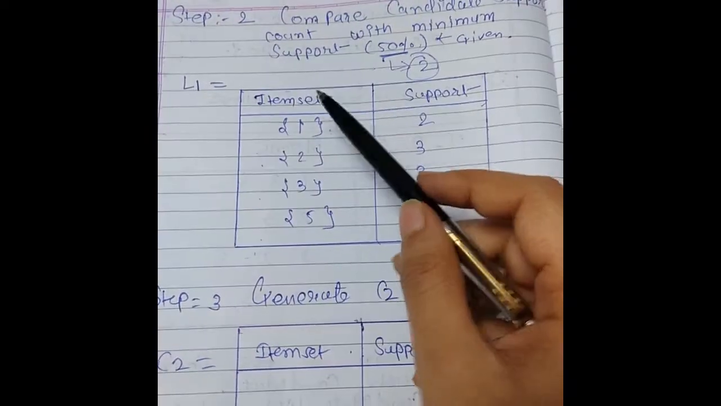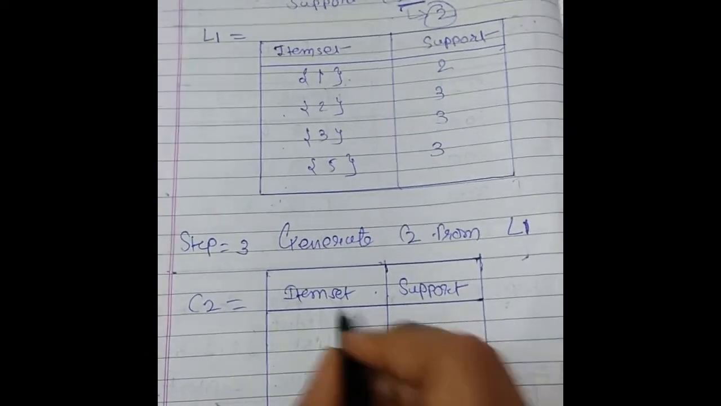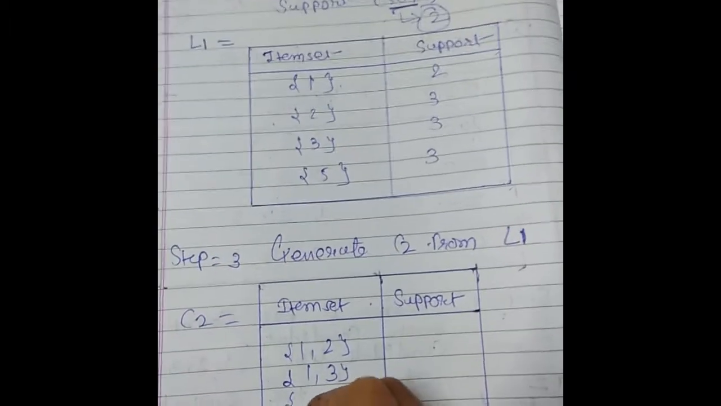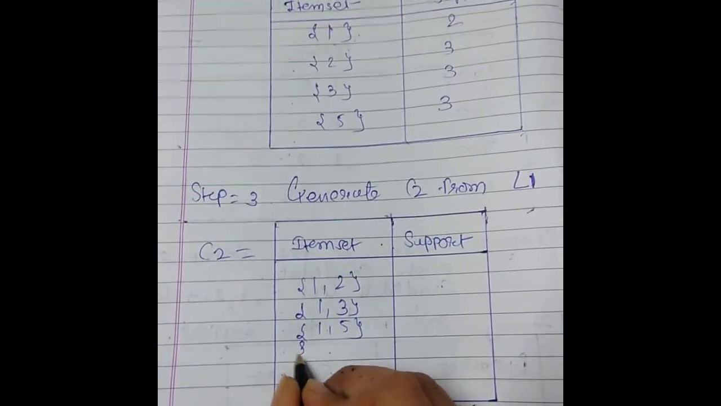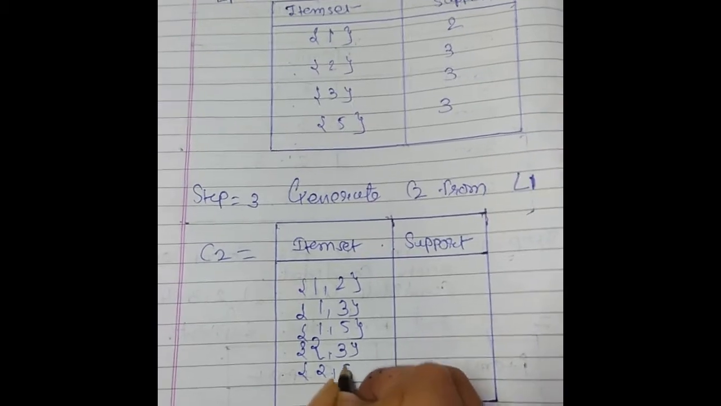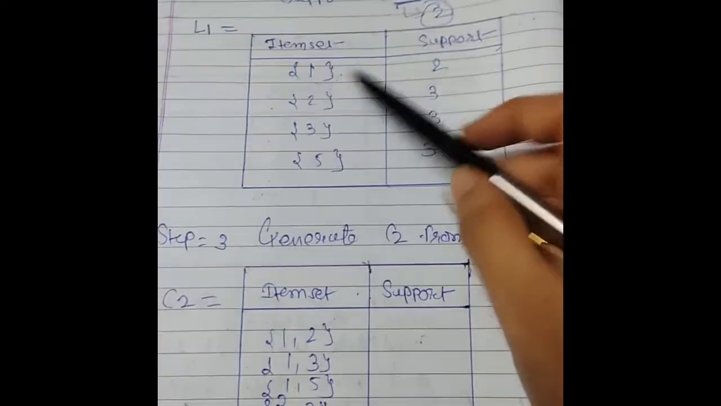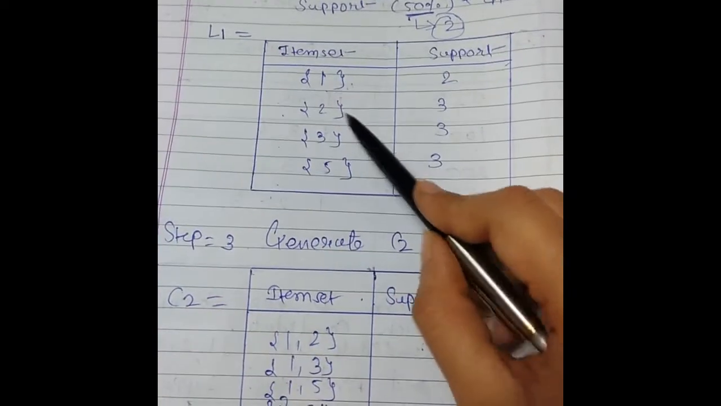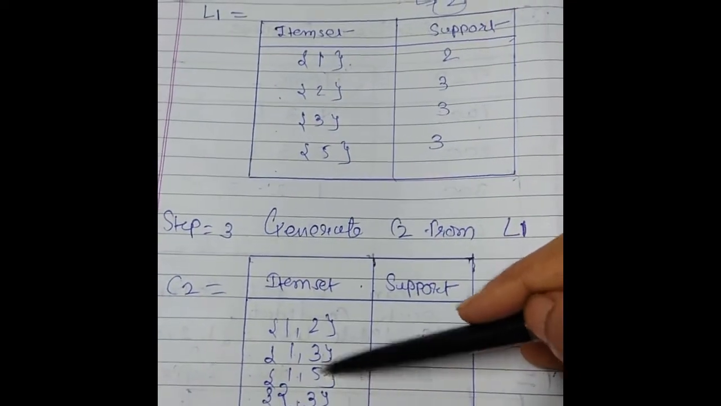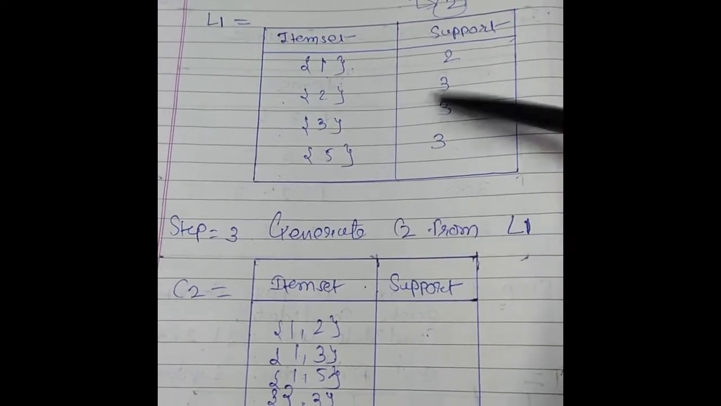Now we have this item set, and we'll create new item sets in groups. So it is created like this: 1, 2; 1, 3; 1, 5; 2, 3; 2, 5; and 3, 5. We calculate this from the item set: 1 with 2, 1 with 3, 1 with 5, 2 with 3, 2 with 5, 3 with 5. We'll not consider 5 with 1 because 1 and 5 is already here, so a repeated value can't be considered. This is how we generate C2 from L1.